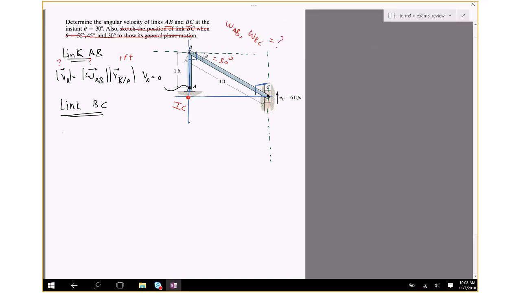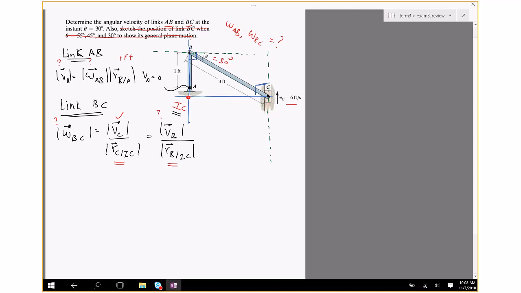So omega BC equals velocity of C divided by the distance of C from the IC. And when I say the IC, it's the IC of link BC, not the IC of link AB. It equals velocity of B divided by R of B with respect to IC. Omega BC is unknown. Velocity of C is given, it's 6 feet per second. This is something which I think we can find from trig. So also R of B with respect to IC, and velocity of B is unknown.